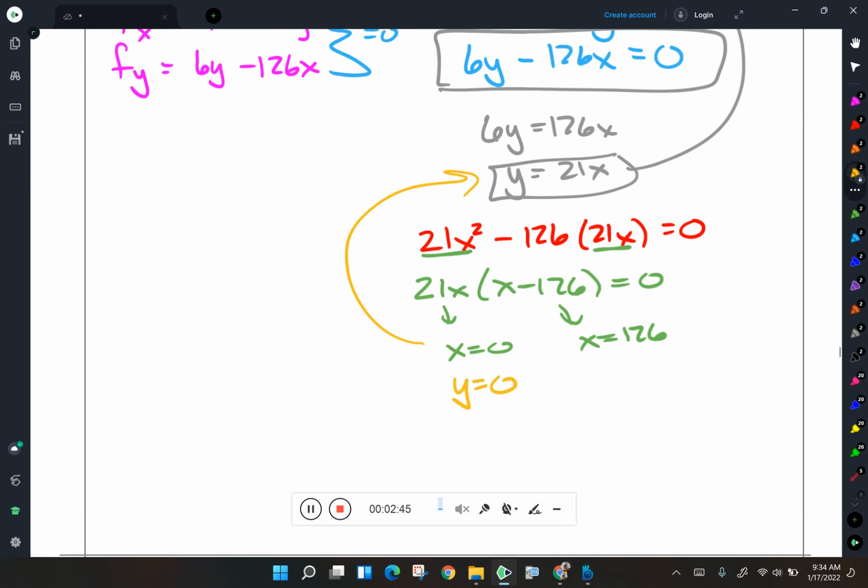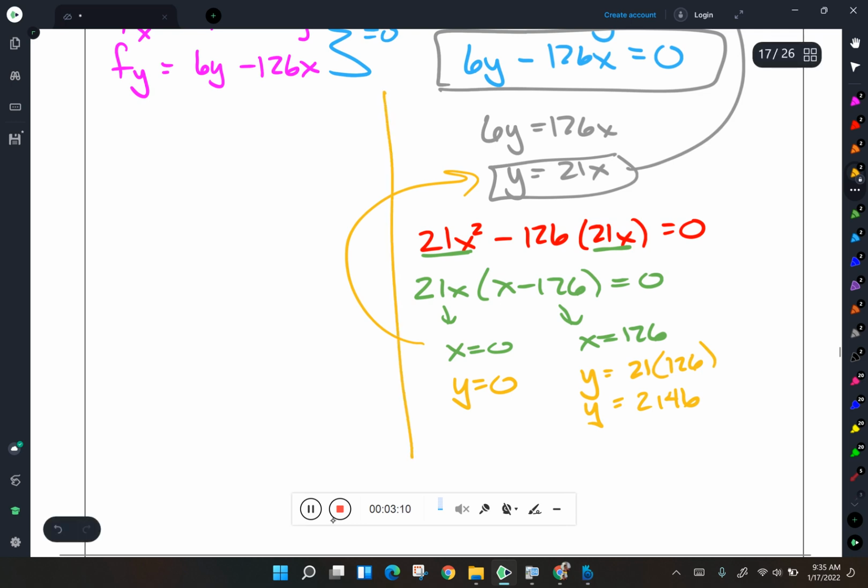And if x is 126, what's y? Y is equal to some ungodly big number. It's going to be 21 times 126, whatever that is. I need a calculator for that. Hold on. All right, so that works out to be 2646. Woo, that's a big one. Okay, so I've got 2 points.